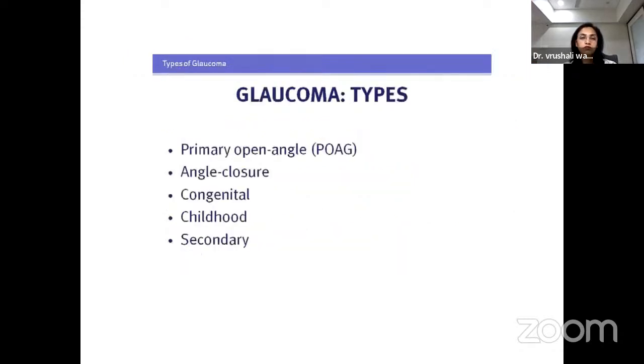So these are the types of glaucoma. Primary open angle glaucoma is the most common glaucoma we see in our practice, followed by angle closure glaucoma, then congenital, childhood, and secondary glaucoma. We cannot cover all these topics in only half an hour. So I'll be talking mainly on primary open angle glaucoma and angle closure glaucoma.